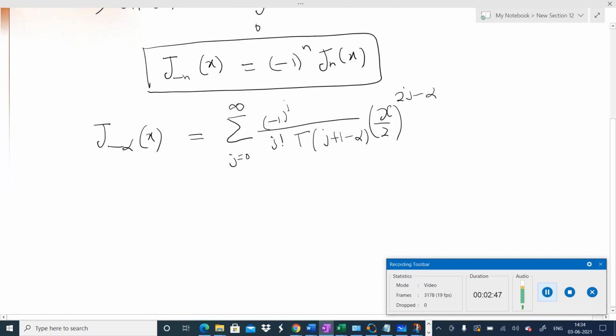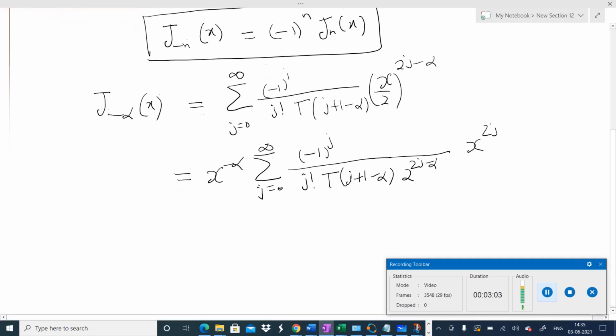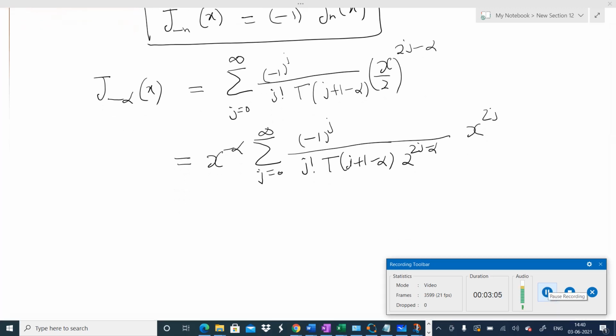I can rearrange some terms and write it like this. First of all, x to the power minus alpha, then 2 to the power 2j minus alpha, which I will write here separately, then x to the power 2j. Nothing difficult, I have just rearranged the terms here. Now let's first explore the behavior of the gamma function at different points. Look at this: this is gamma of j plus 1 minus alpha, right?